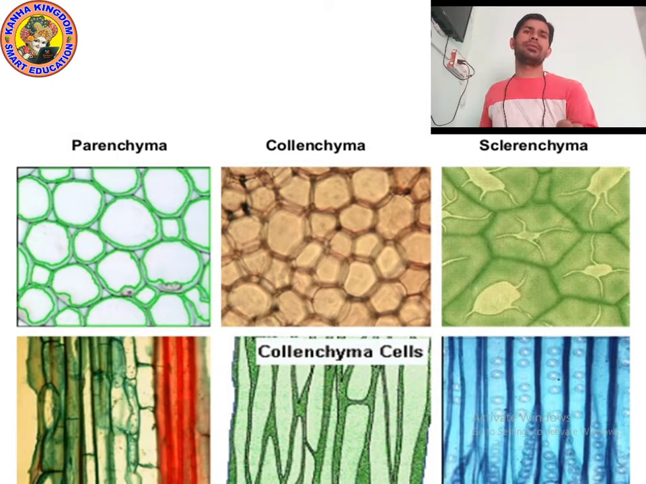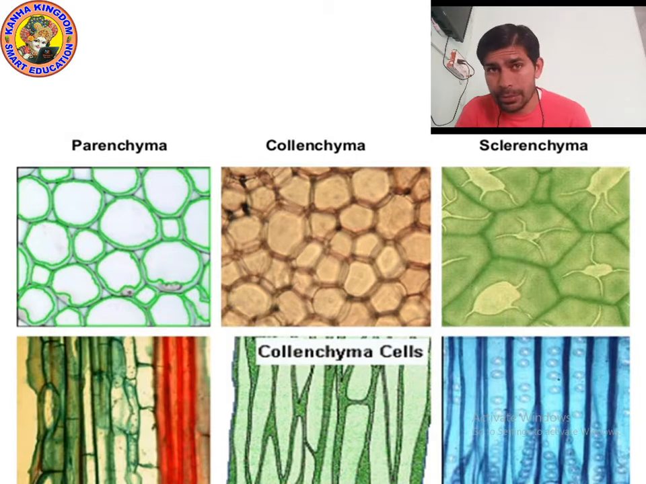And last time we studied about meristematic tissue and permanent tissue. Meristematic tissues, as you know, are found in the growing regions of the plant, like the tip of the root, stem, and branches, and they divide continuously and help in the growth of the plant. They are of three types: apical meristematic tissue, lateral meristematic tissue, and intercalary meristematic tissue.